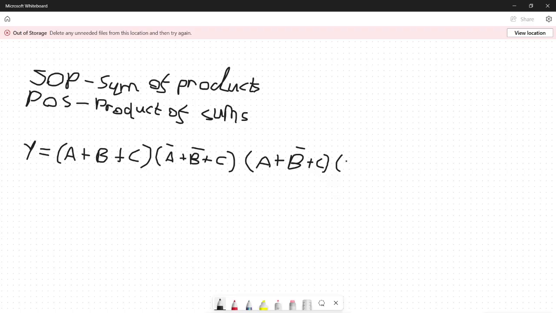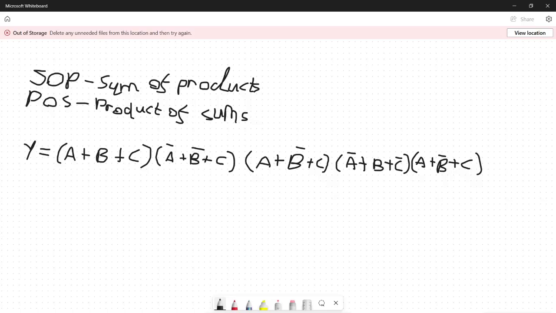So A plus B plus C, and then let's say A inverse plus B plus C inverse. And then let's say A plus B inverse plus C.